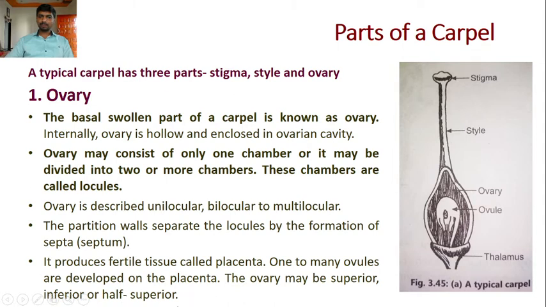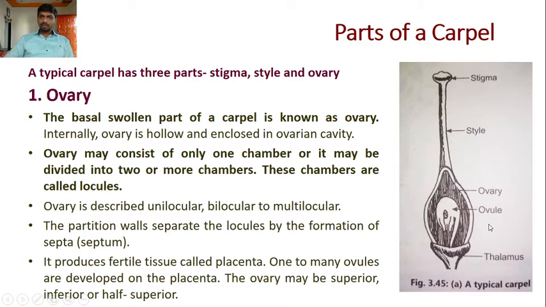And if all the floral whorls are at the same position, such a condition is the half superior. So here the carpel has been divided into three parts: stigma, style and ovary. We are studying the ovary. The ovary is the basal swollen part of a carpel. This whole portion is called the ovary.